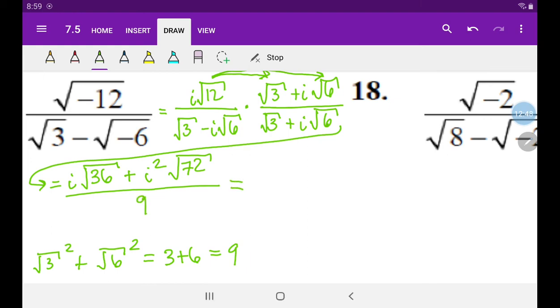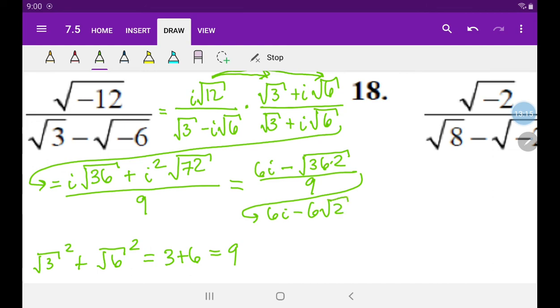So we've got a few things that we can simplify here. Well, the square root of 36 is 6, so that's going to be 6i. i squared is a negative, so we've got that negative there. And then root 72, well, let's take that 72 and break that down into 36 times 2, and then this is all over 9, okay? So, well, we know the square root of 36 is 6. So let's see. Well, we've got 6i minus 6 root 2 over 9.